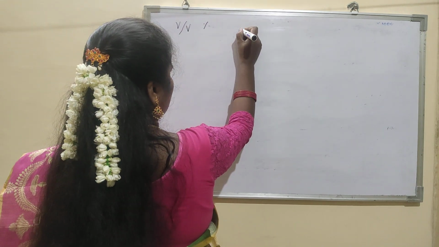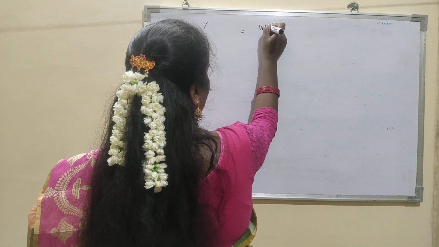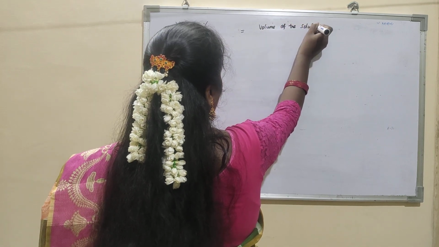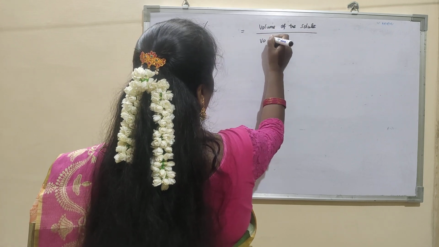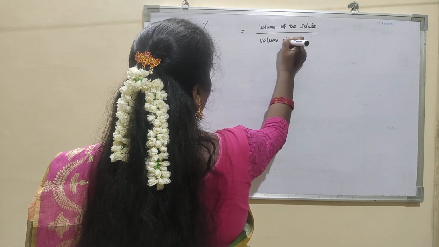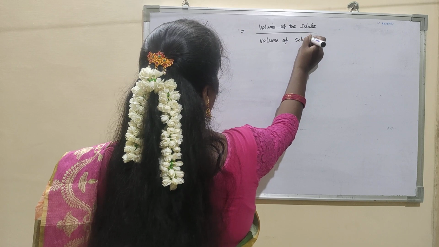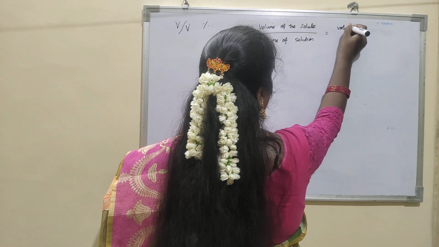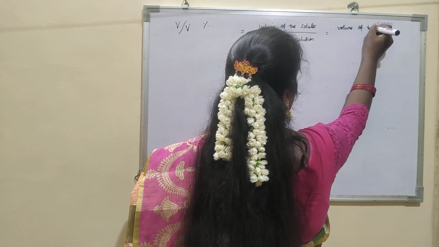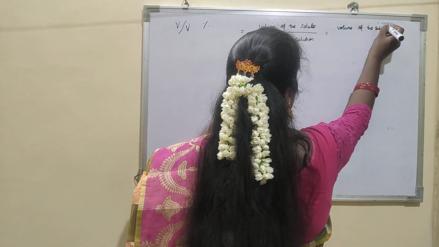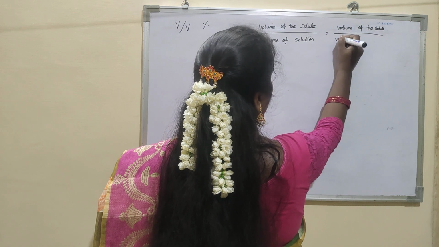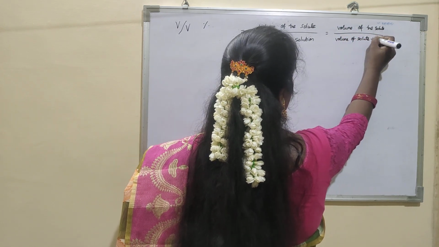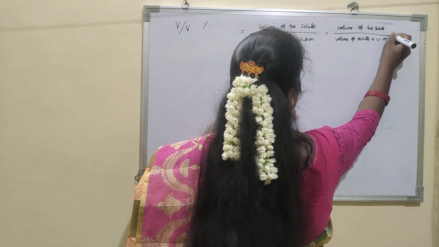So what is that? The given volume of the solute divided by the volume of the solution, that is volume of solute plus volume of solvent.